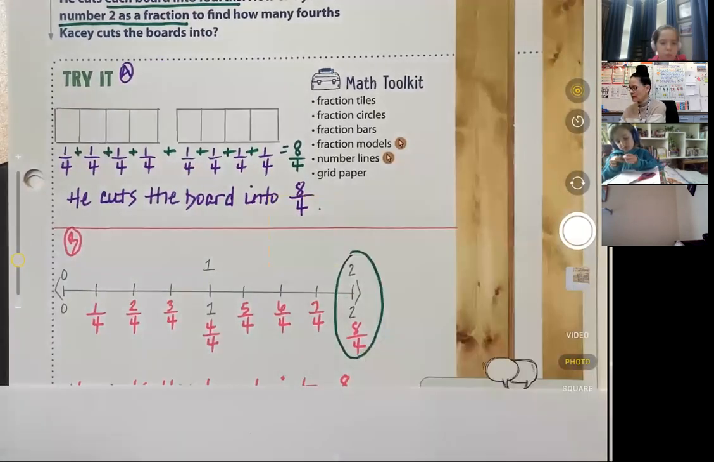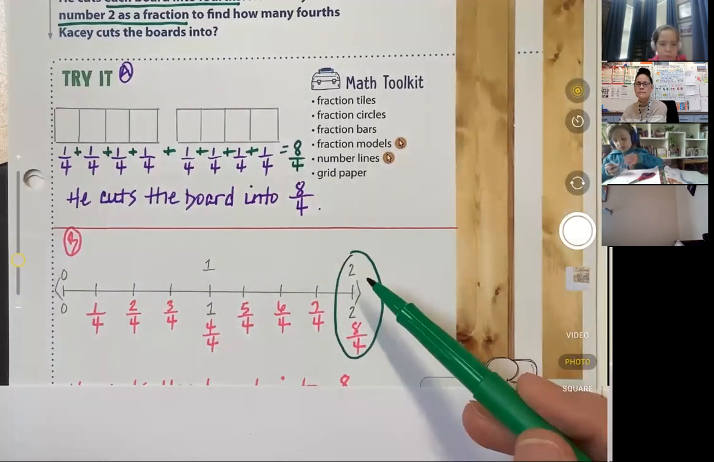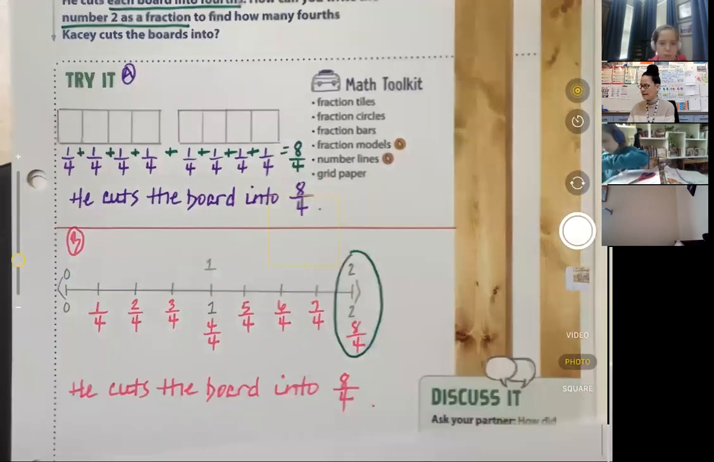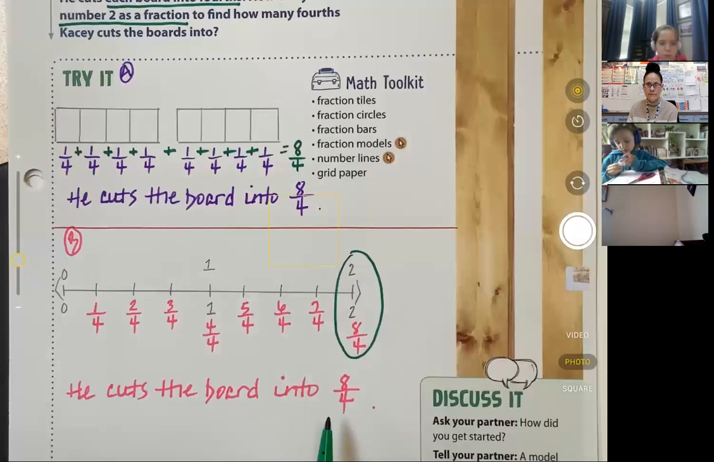That 8/4 is also the value of 2. So again, he cuts the board into 8/4. I'm going to give you just a moment to make sure you have all of that written down.